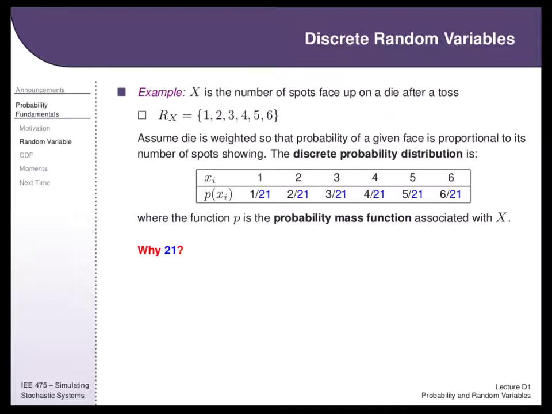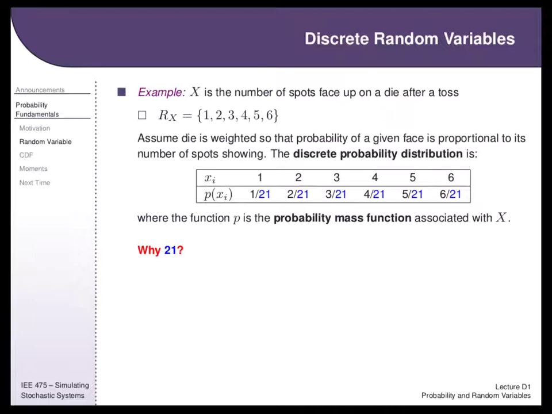But why is the denominator 21 in all of these? In this case, I actually haven't done the experiment. I'm just describing what would happen if I do the experiment. There are only 6 outcomes in the sample space, but this outcome happens 6 times as likely as this outcome. There's like 21 dots in the die.